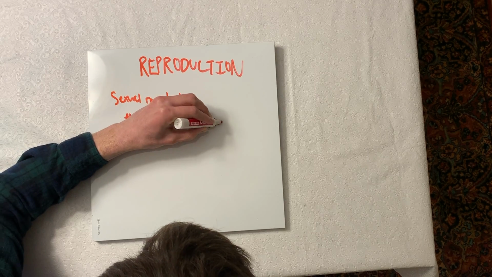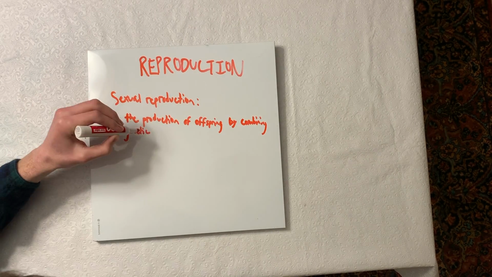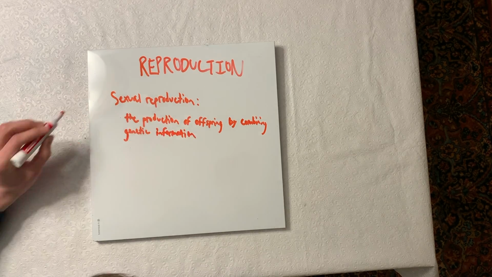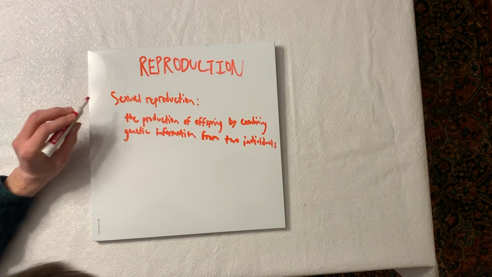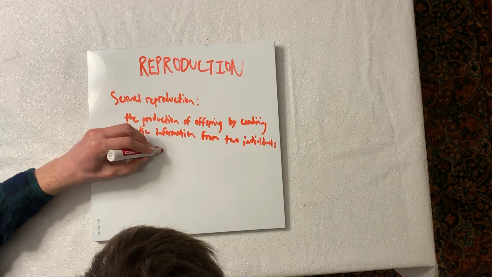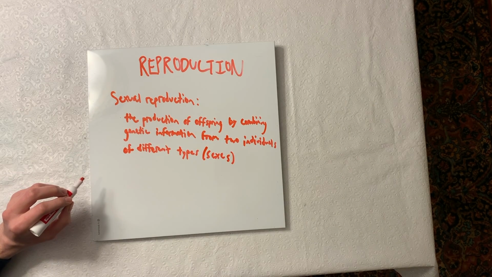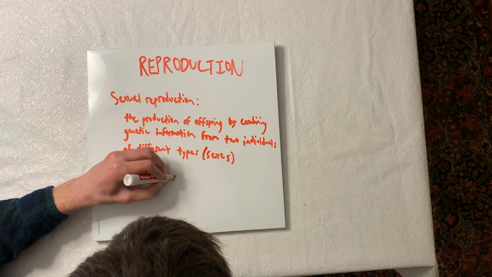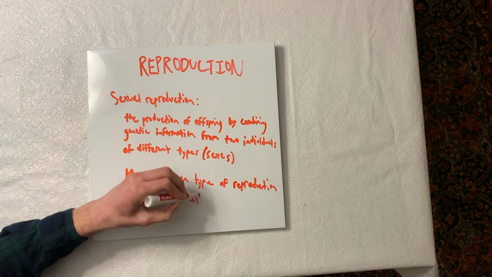The first type of reproduction, sexual reproduction, which is by far the most common type of reproduction as well, is where offspring is produced by combining the genetic information from two individuals of different types or sexes. Think a male and a female human producing a baby. That is an example of sexual reproduction.